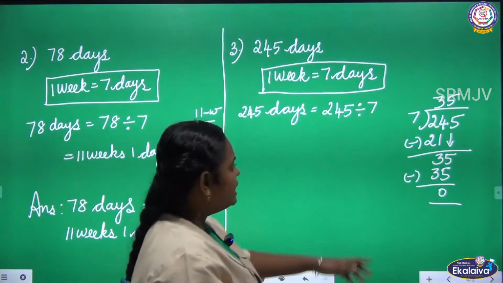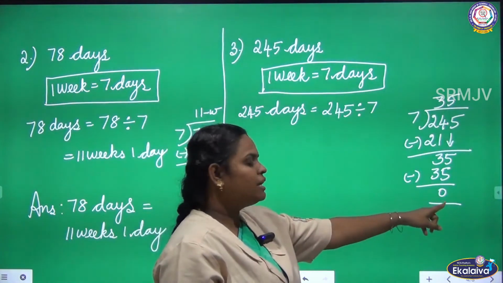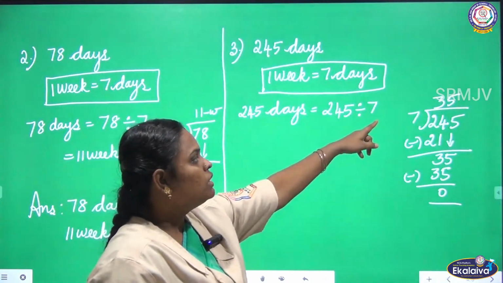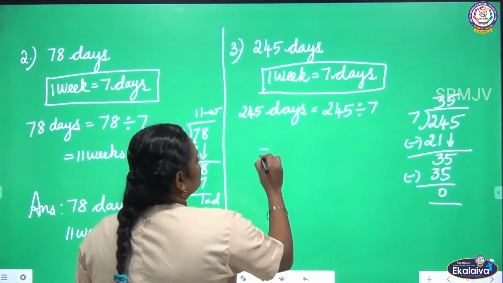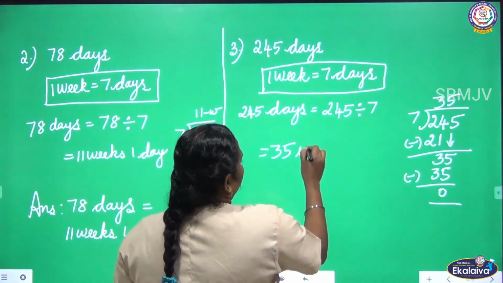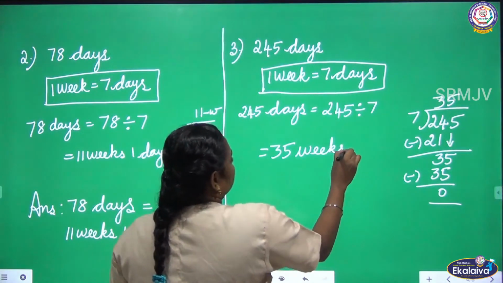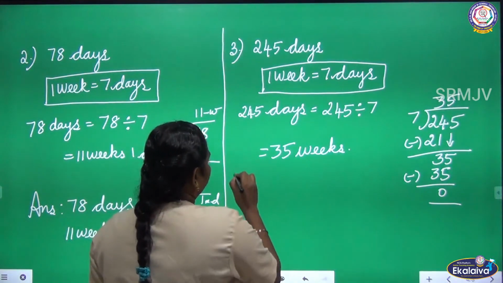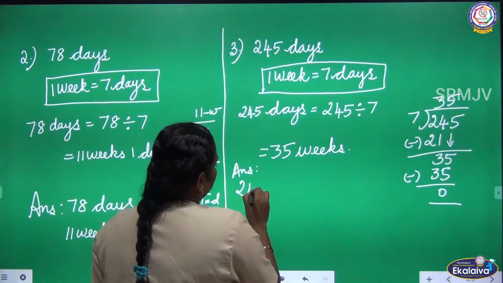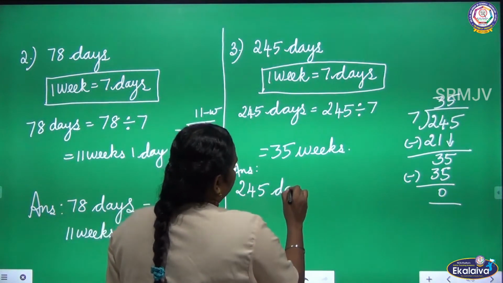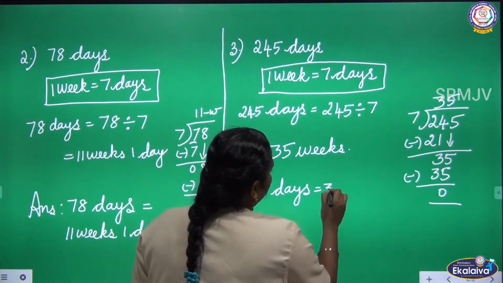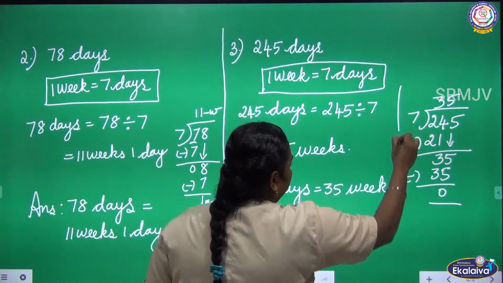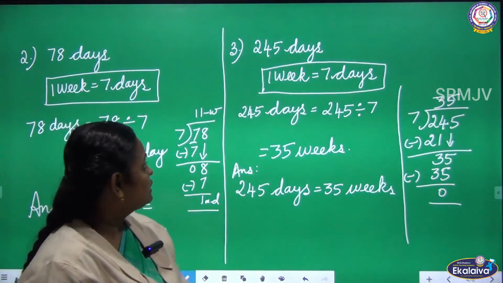So how many weeks, how many days? Here the remainder is 0. So there is no days, only weeks alone. So how many weeks? 35 weeks. 245 days equal to 35 weeks. The remainder is 0, so there is no days. So answer, 245 days equal to 35 weeks.